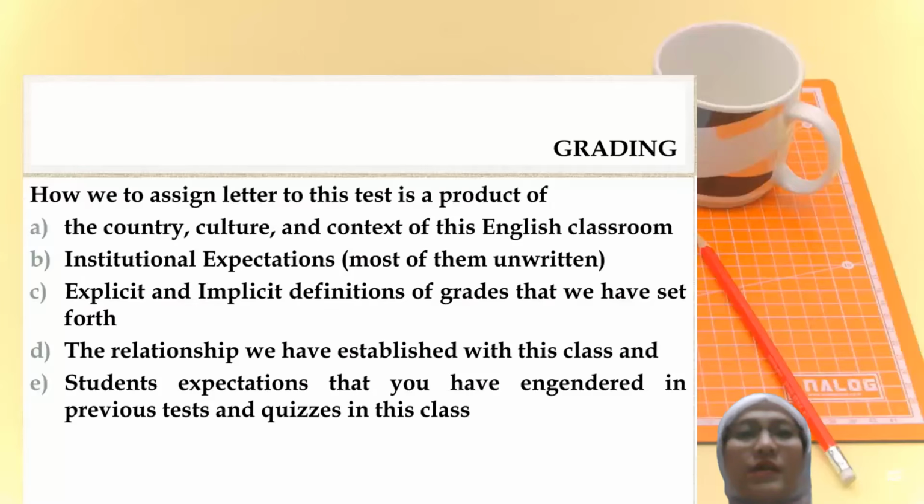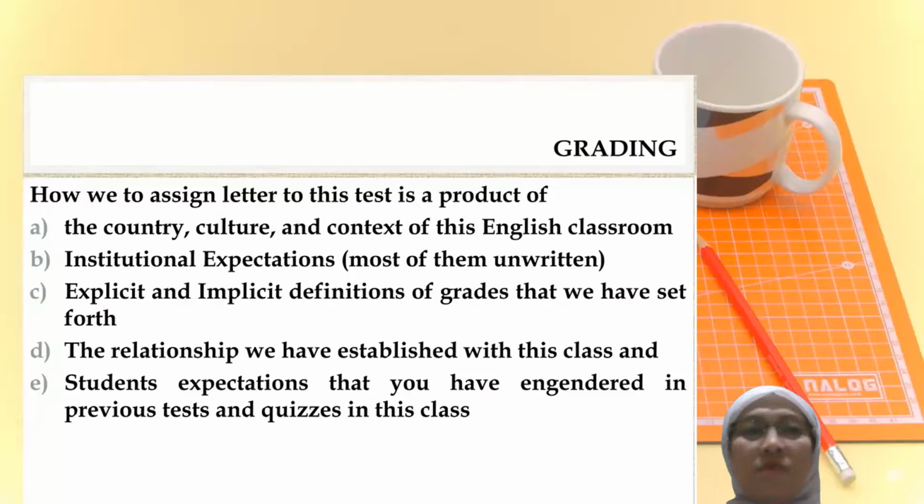Okay, now the grading. The way of grading is depends on the country, culture, and context of this English classroom. Ya, jadi tergantung negaranya. Kalau di Indonesia tuh usually using score numbers ya, nilai dari 0 sampai 100 gitu kan.